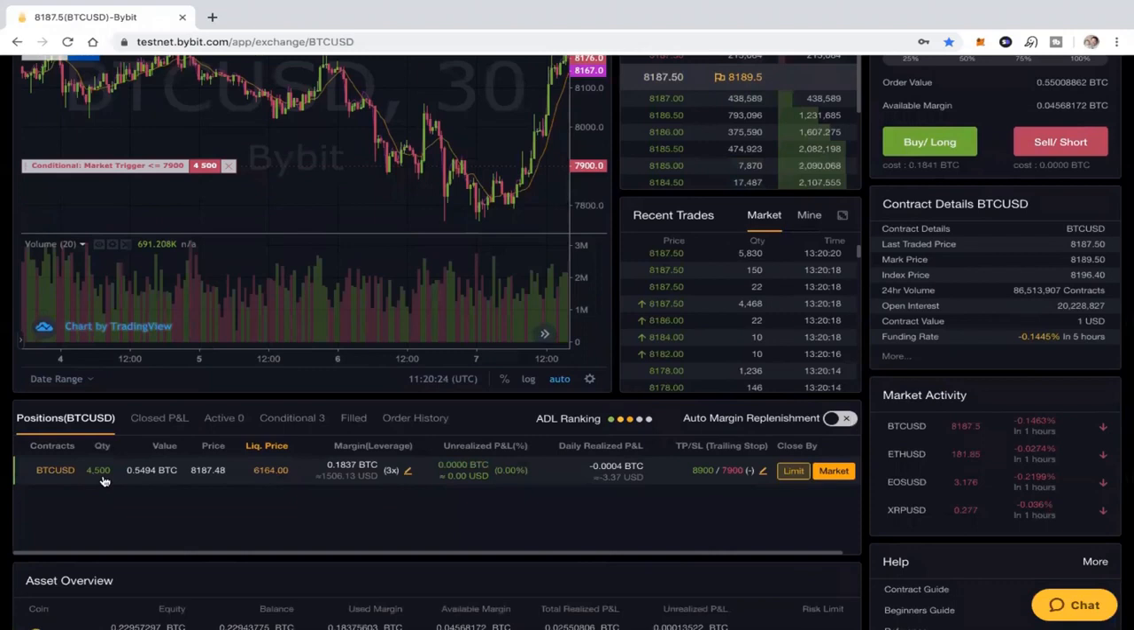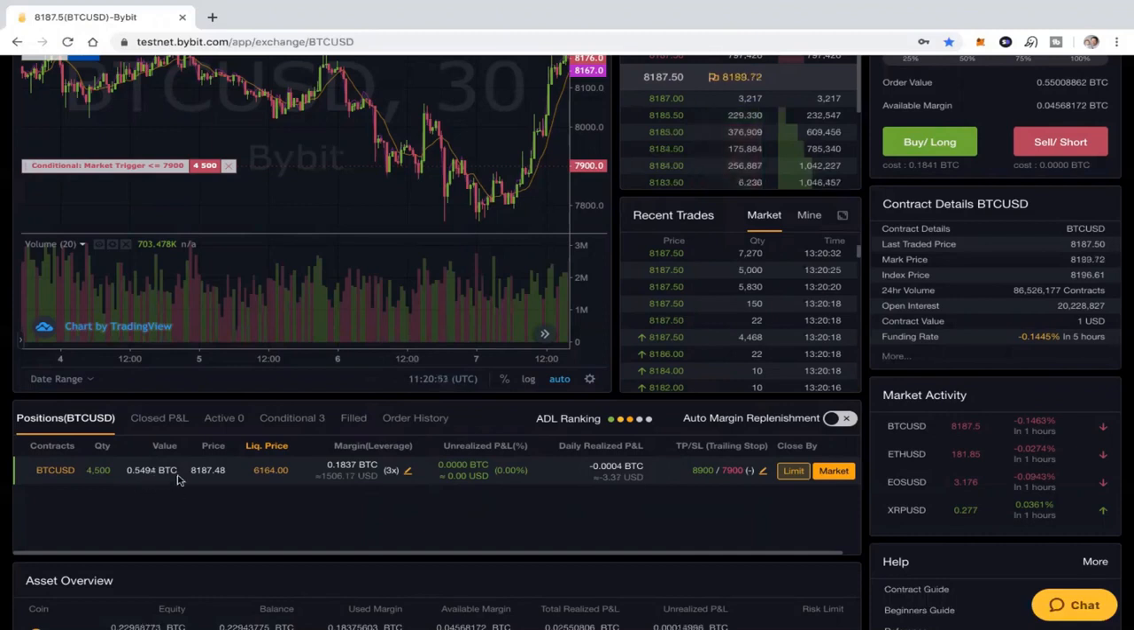And now I've got a quantity of 4,500 Bitcoin, pretend Bitcoin, because I'm in a testnet account. And there's the value of the account, 0.54. So I've got half a Bitcoin I'm trading. But remember, I only had 0.2 Bitcoin in my account, and I still have up here in the available margin about 0.04 Bitcoin. So that was the 0.18 and the 0.22. Well, the difference is 0.04. So that's what's left over. But I'm now trading almost 0.55 Bitcoin.